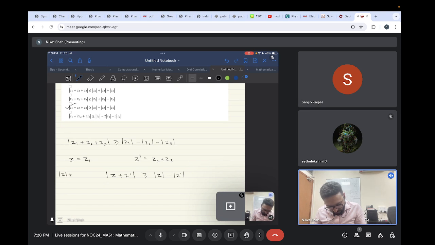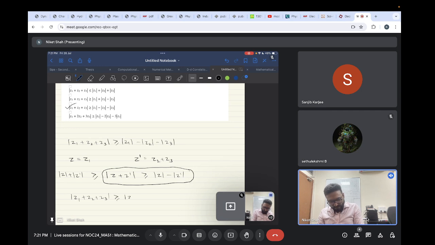Mod Z plus mod Z prime is greater than or equal to mod of Z plus Z prime, which is greater than or equal to mod Z minus mod Z prime. Is this okay? So I am basically using only this much of the inequality. Substituting the values I have used, the left hand side, mod Z1 plus Z2 plus Z3, is greater than or equal to mod Z1 minus mod of Z2 plus Z3.